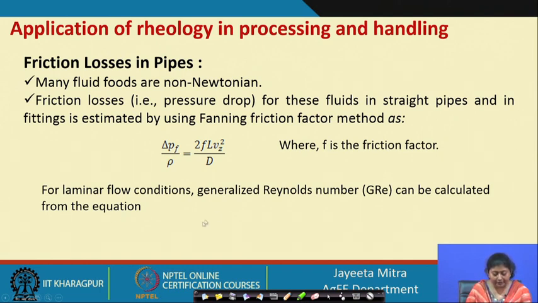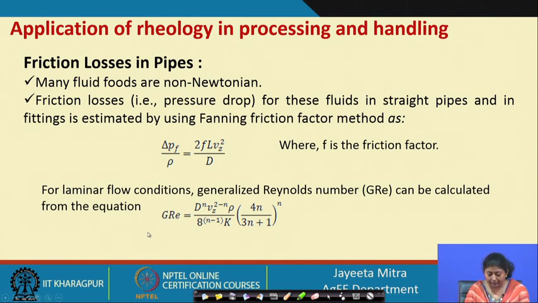Now, for laminar flow condition, the generalized Reynolds number can be calculated from this equation, GRE, generalized Reynolds number. Reynolds number we know, that is in terms of rho V d by mu, here V is the Vz. Okay. Now, here it will be d, the diameter of the pipe, to the power n, into Vz to the power 2 minus n, into rho by 8 to the power n minus 1 k, into 4n by 3n plus 1 to the power n. So, again the derivation you can get in the momentum transfer course.